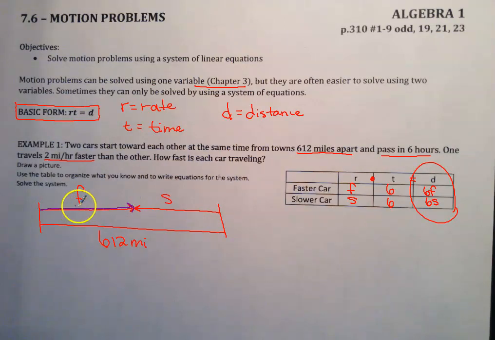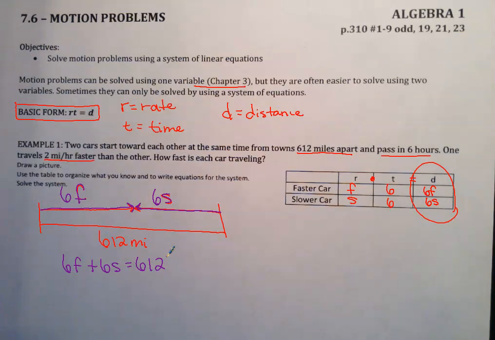So the distance that the fast car traveled is actually 6F, because it's the time that it traveled times its rate. And the distance that the slow car traveled is 6S, which Bailey and Olivia have both pointed out is equal to 612. So our first equation is 6F plus 6S equals 612. So the distance the fast car traveled plus the distance the slow car traveled equals 612 miles. Great.